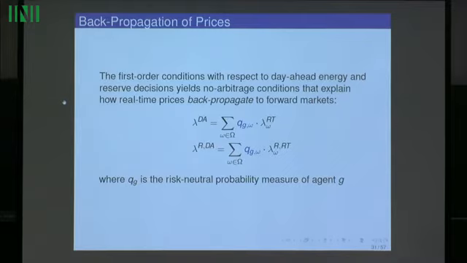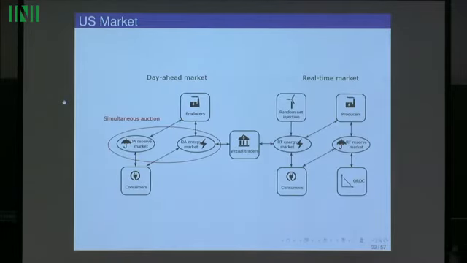But by looking at the fact that every entity is not supposed to be able to arbitrage between the day-ahead energy market and the day-ahead reserve market, you can explain how the day-ahead energy market should behave so that this arbitrage is not there. So that explains why the day-ahead energy price is the risk-adjusted average real-time price, and why the day-ahead reserve capacity price is the risk-adjusted real-time reserve capacity price. And once you start changing the design, you're basically messing around with this formula, which explains the changes in back-propagation that we are interested in. So this is overall what the US design looks like.